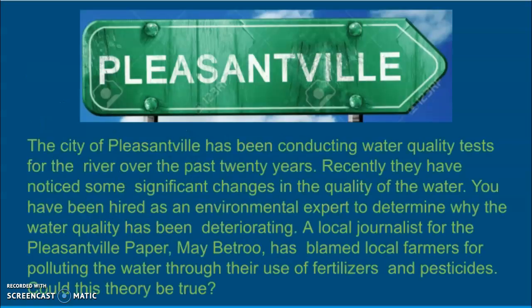So in Pleasantville, they've been conducting those same water quality tests we've been talking about in the last PowerPoint, in the river for 20 years. They've noticed some significant changes in the water quality. So you're going to need to figure out why. So the farmers are being blamed right now for their use of fertilizers and pesticides. The question is, is that true?